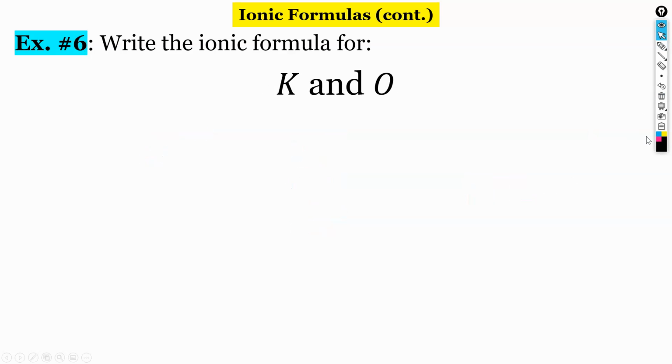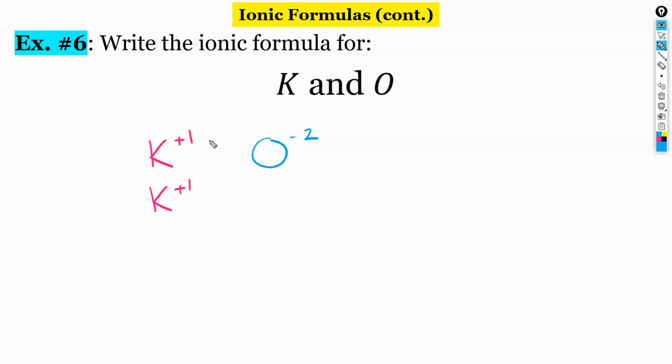Okay, how about potassium and oxygen? Okay, so potassium is in group 1, so it's got a charge of +1. Oxygen is in group 6. It has a charge of +2. So if you look at this, we need 1 more potassium to cancel out. Oops, just realized I wrote +2. That should be -2.